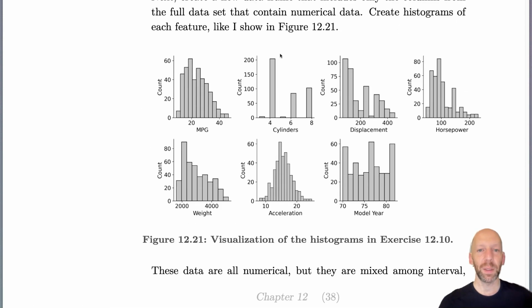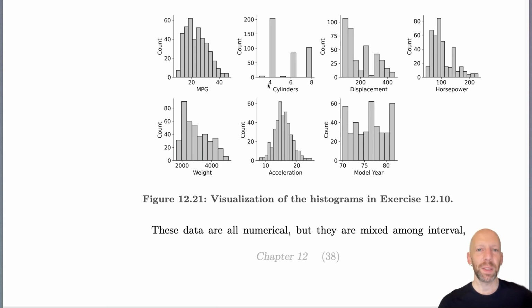Some of these data are all numerical, but some of these variables are ordinal, some of them are ratios, some of them are interval. And you can also see that the distributions are non-normal. This one looks beautiful. This is a really normal looking distribution. This one looks kind of normal-ish. It's a bit skewed. But this is clearly non-normal, clearly non-normal.